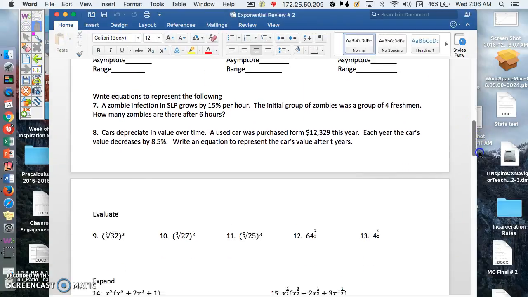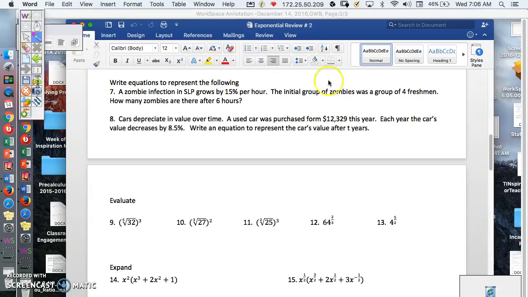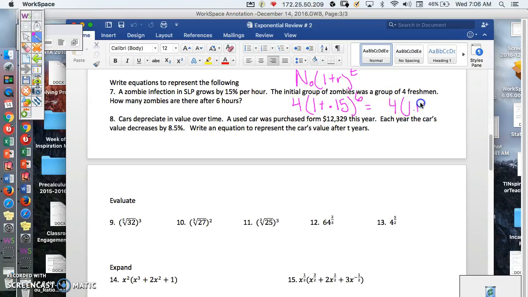Now when we look down at the bottom here, we have to write some equations. So if you guys remember, it's our initial amount times 1 plus our rate to the time. So our initial amount is 4, 1 plus 15%, and we want to go for 6 hours, or you could write 4 times 1.15 to the 6.